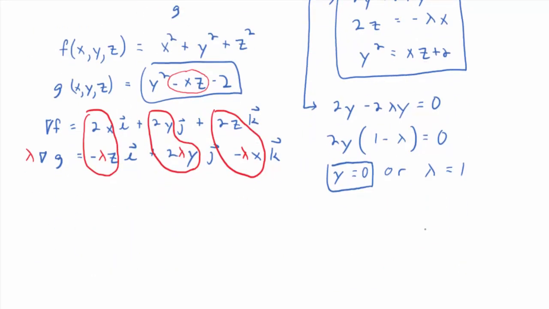Yeah, we plug y equals 0 and we get 0 equals x times z plus 2, or x times z is equal to negative 2. Or z equals negative 2 over x.